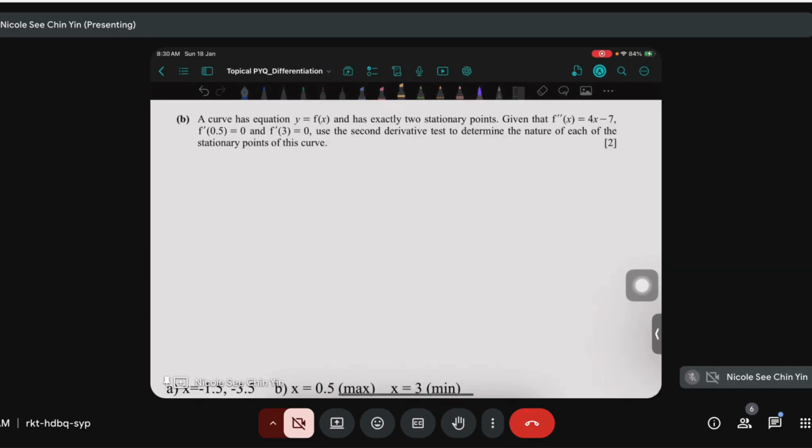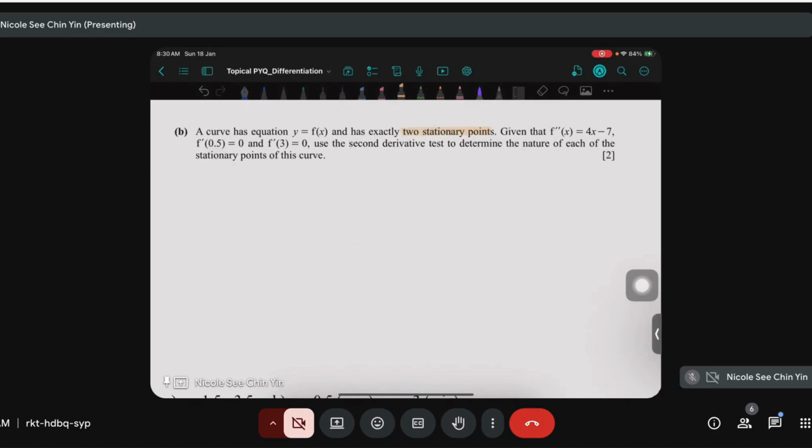Okay, a curve has an equation f(x). Okay, exactly two stationary points. Okay, so sometimes you cannot do part 1, right? You look at part 2. Part 2 will actually give you the hint. Your answer only has two stationary points. They give you the second derivative f double prime x is 4x minus 7, f prime 0.5 and f prime 3 both equal 0.